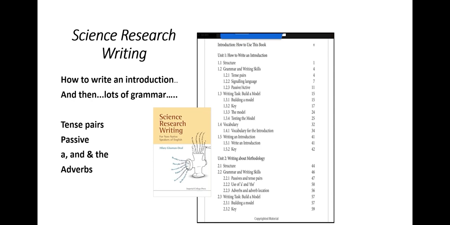If I look at the table of contents here, it talks about how to use this book. Unit one, how to write an introduction. And then it goes into grammar: tense pairs, passives, vocabulary, the use of a and the, adverbs and adverb location. Again, a lot of grammar here. I think that by the time students get to the university, they've had a lot of grammar. And to start with grammar, I think it's not the place to start.